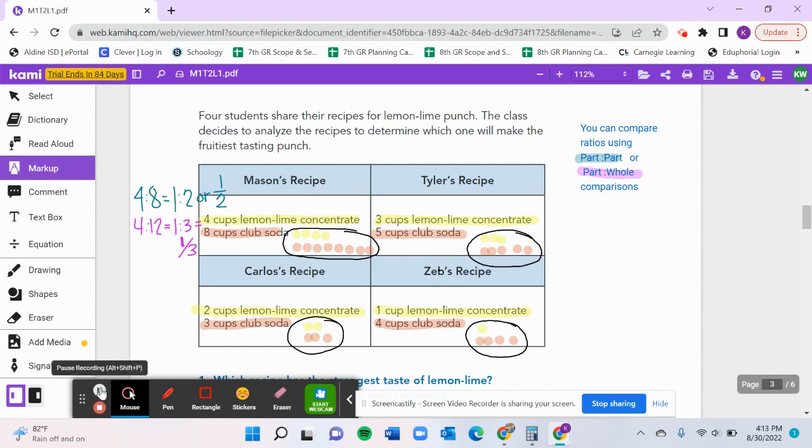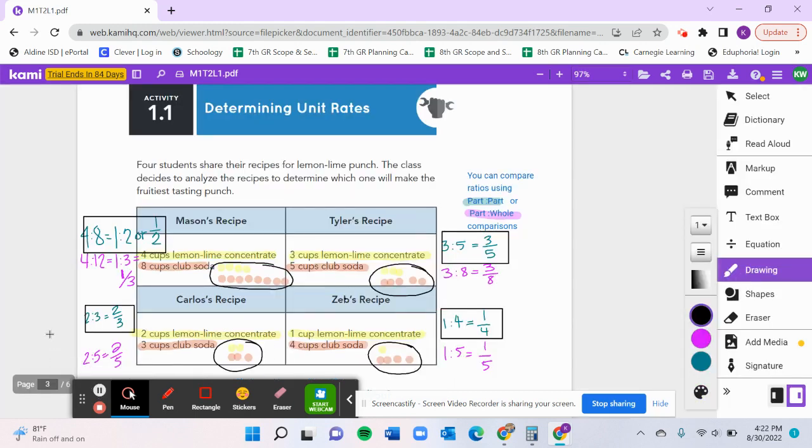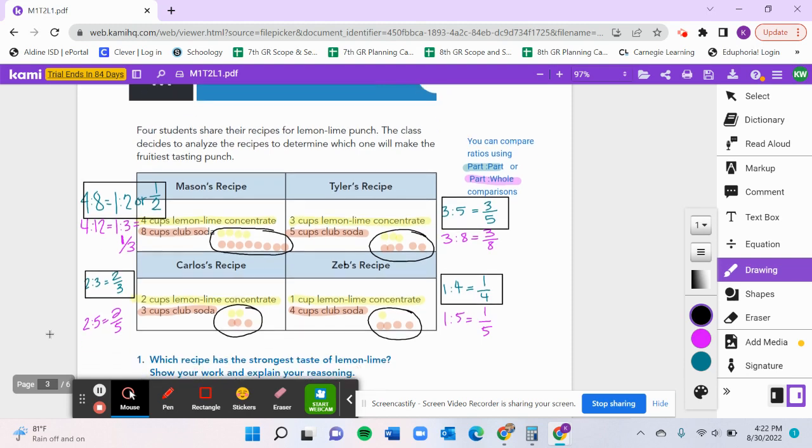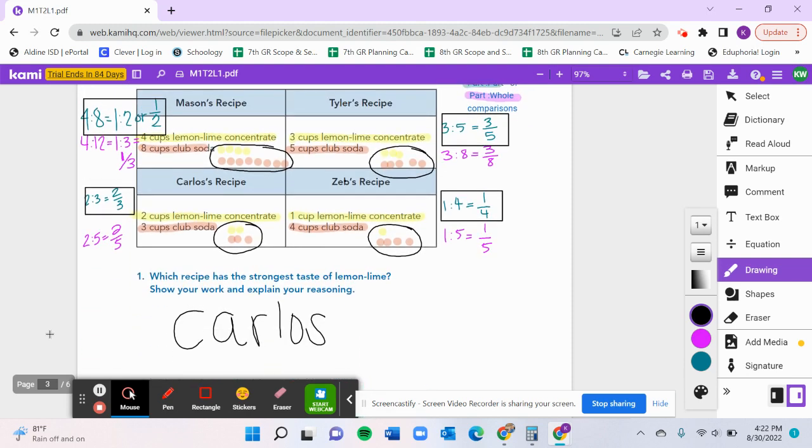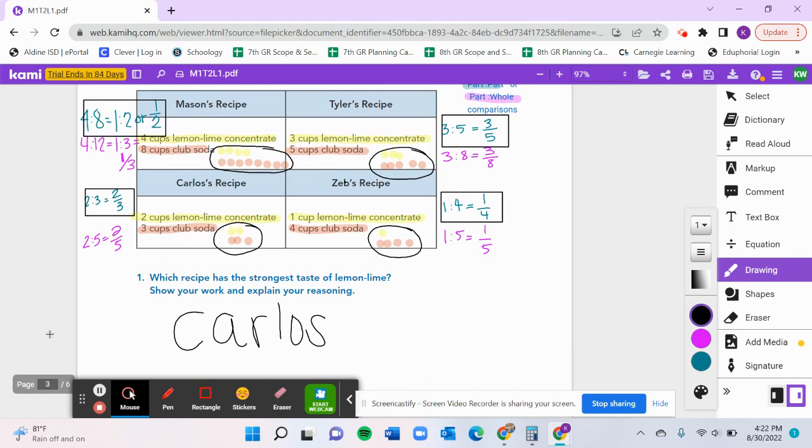Now, if you haven't already, choose one method and compare all of the recipes to answer questions 1 and 2. Pause here. And here are my completed annotations. Now, I did both ways, part to part and part to whole, but in the black boxes, you can see I compared using the part to part ratio. That was just easier for me personally. So for number 1, you should have gotten Carlos has the strongest taste of lemon lime, because that fraction was 2/3. I know 2/3 is greater than 1/2, greater than 3/5, and also greater than 1/4.